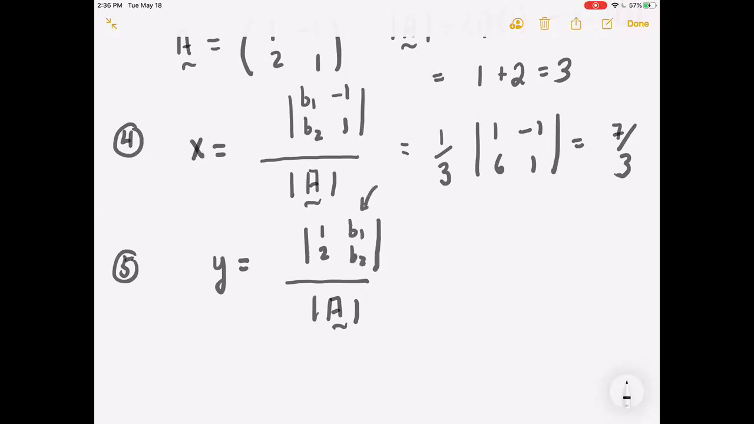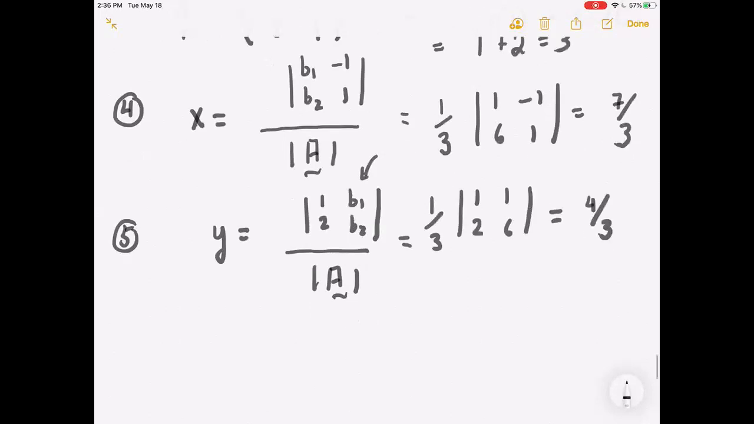So the idea is, in item 4, you replace the first column by B1 and B2. That stands for X. For item 5, you replace the second column by B1 and B2. The second column is associated with Y. And so that is this times this multiplied by 1/3, and you should verify that that's 4/3. So this is the same as we got before.